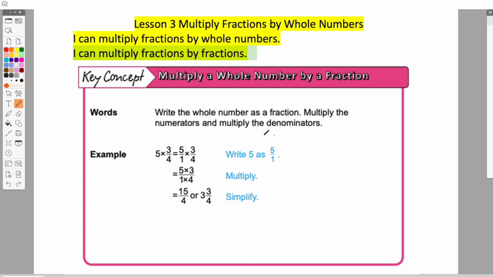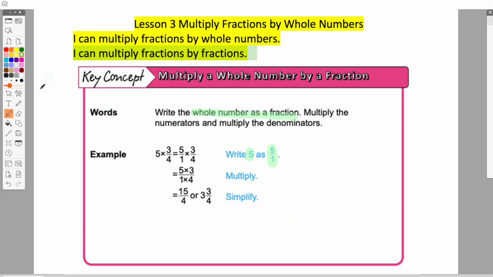The first thing we do, as you can see, is write down all fractions or all whole numbers as fractions. That's the key to it. Anytime we do it, you can see right here, we write any whole number like 5 as 5 over 1. Okay, that's the key.